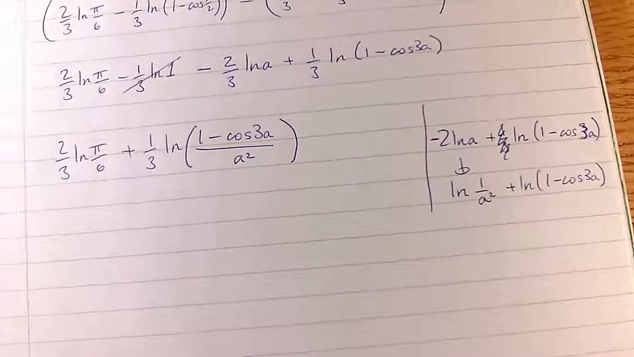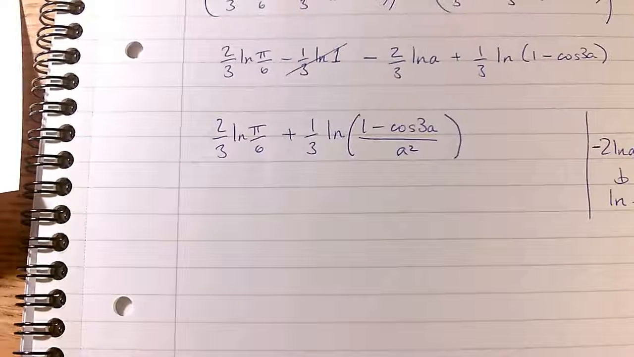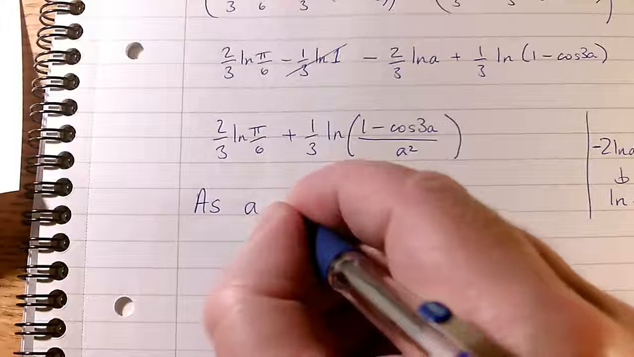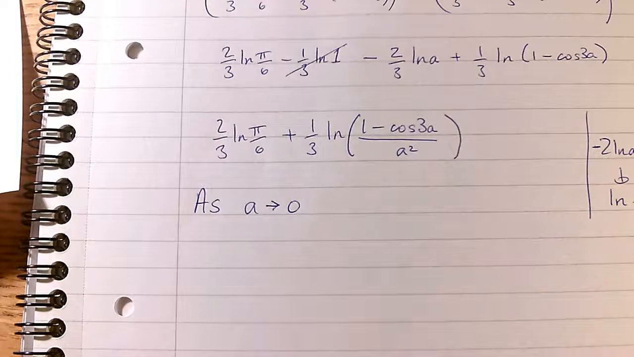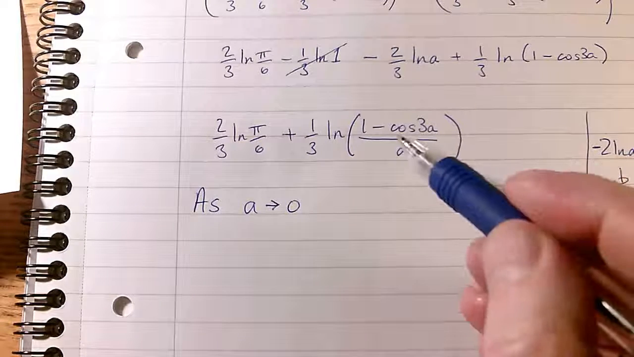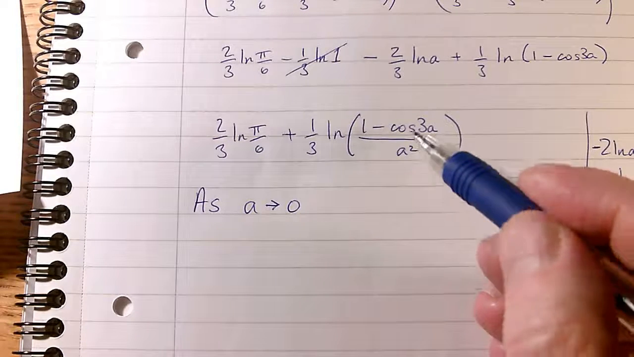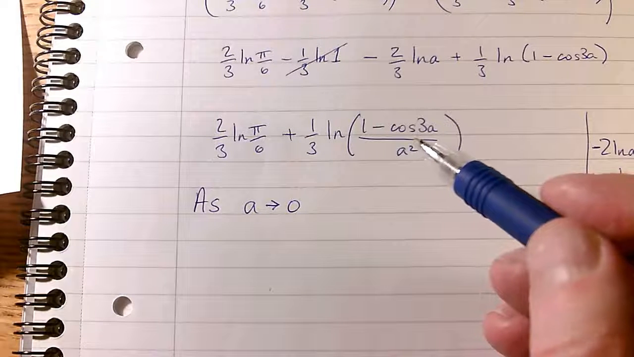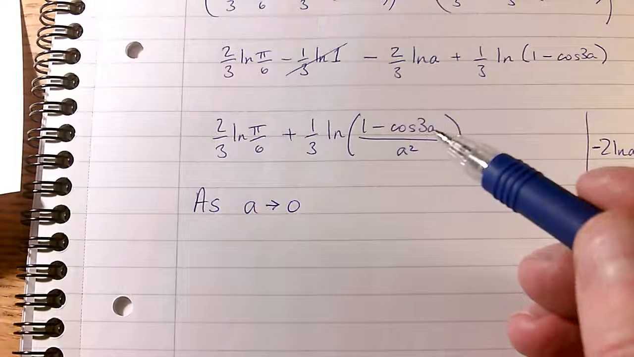Okay, that's not a problem. Right, so now I need to consider my limits as a tends towards 0. I'm still not completely out of the woods, because obviously if I put 0 into this directly, I'm going to get 0 over 0. So I've got to do the normal trick with it. We've had it once on this paper already. I'm going to have to use series expansions again.